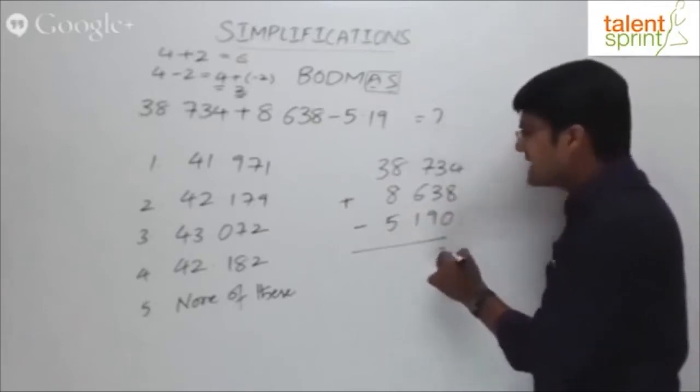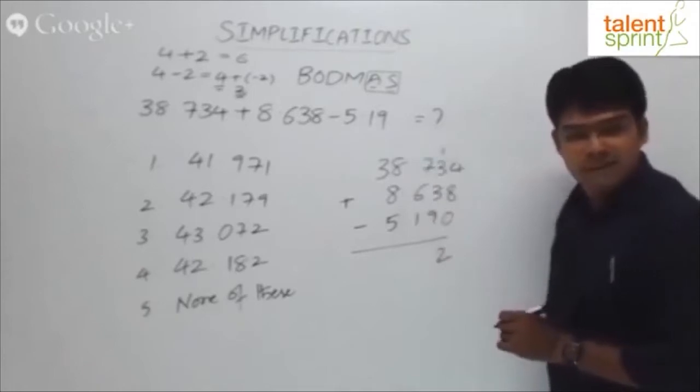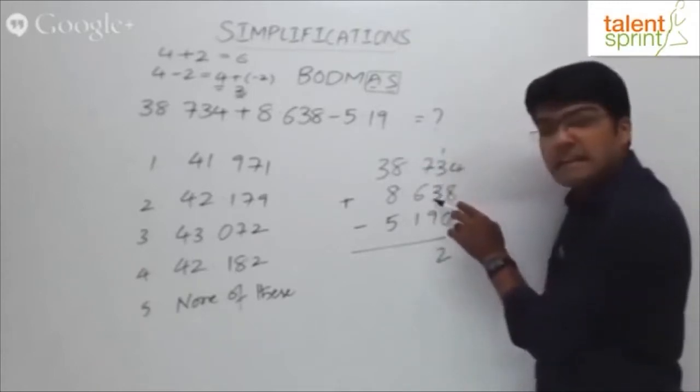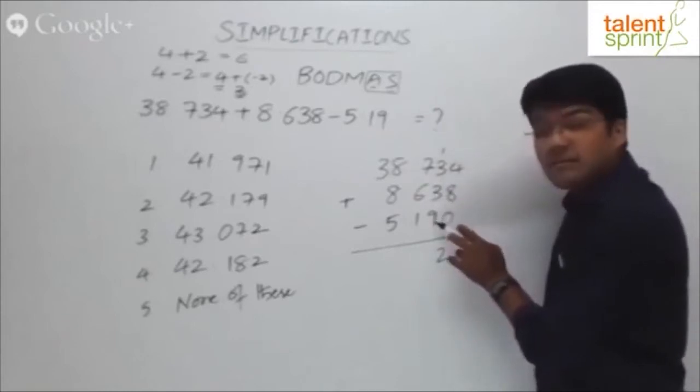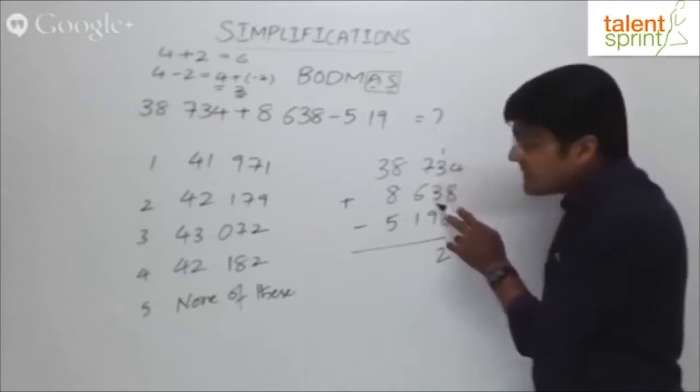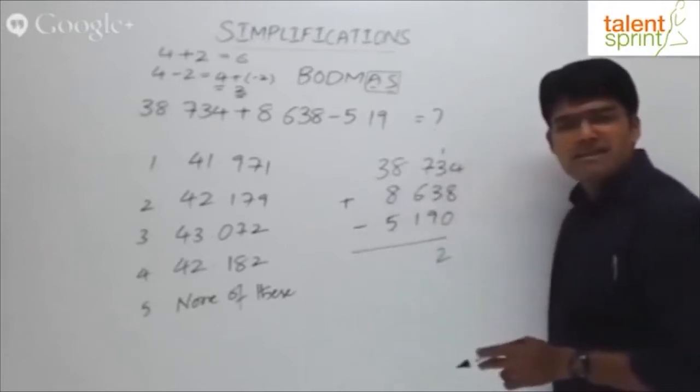So we take 2 in the answer and 1 gets carried forward. Then go to the next step. 1 plus 3, 4. 4 plus 3, 7. 7 minus 9. Be careful. 1 plus 3 is 4. 1 is the carry there. 4 plus 3 is 7. 7 minus 9. 7 minus 9 is not possible.